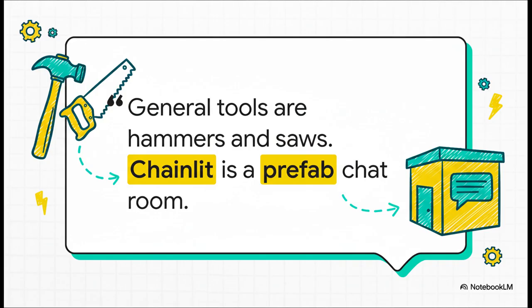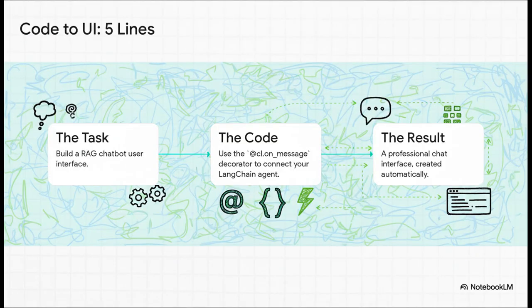All you have to do is bring your AI logic and furnish the place. And here it is. This is the no-way moment. Just look at this. The task is to build a UI for a chatbot. And the code to do it in Chainlit is, well, it's tiny.